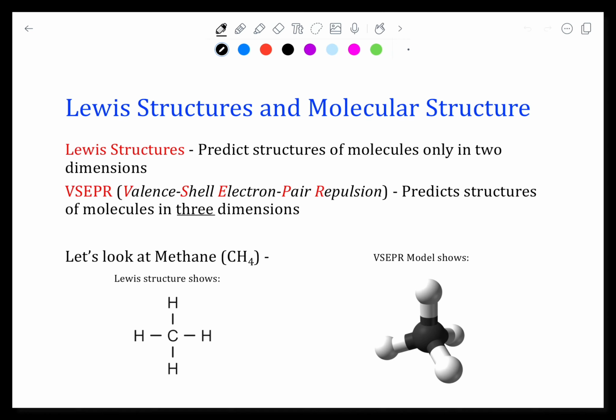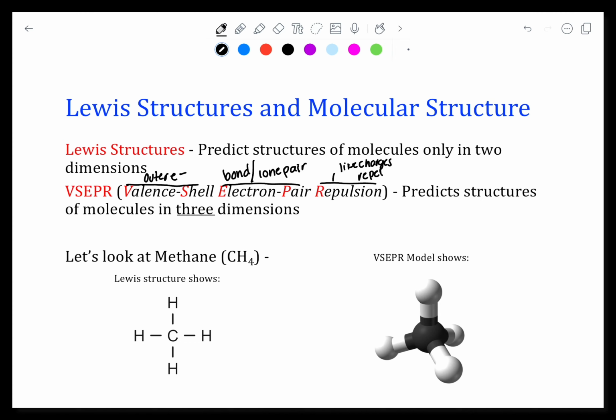So let's look at the name, valence shell. That's talking about our electrons in our valence shell, so outer electrons. Electron pairs, we know that we're talking about pairs of electrons, so that's going to be bonds and lone pairs. Those are all where our electrons are being paired up. And then we're talking about repulsions, right? Because like repels like, so like charges repel. So the electrons are going to be repelling each other.